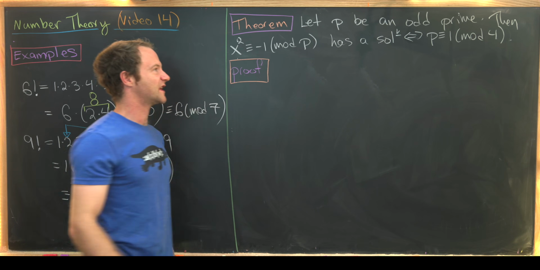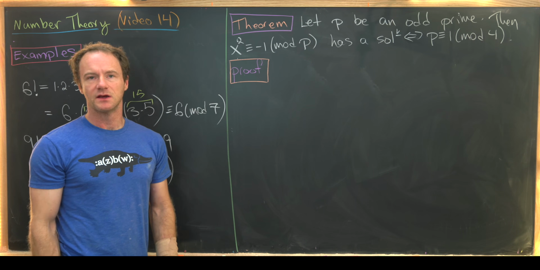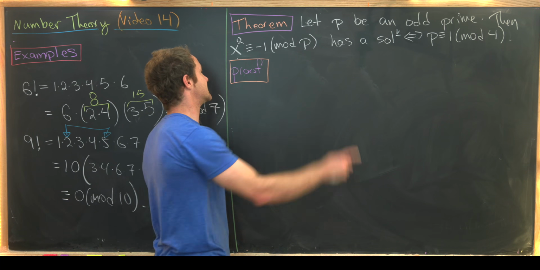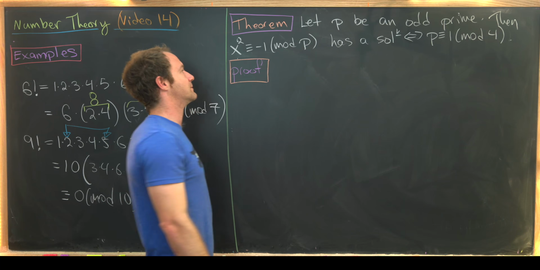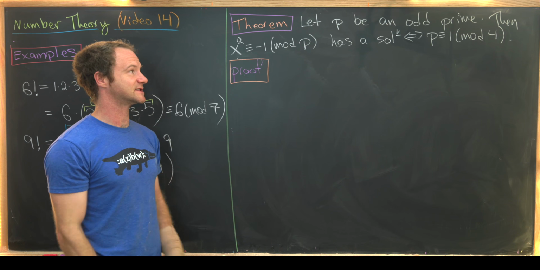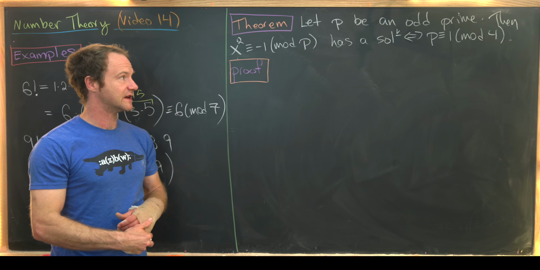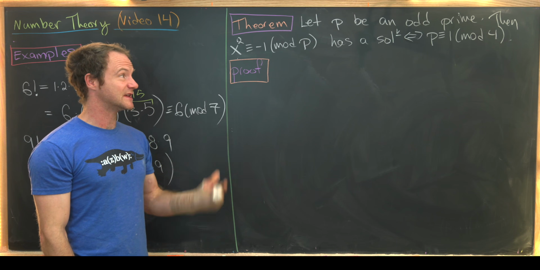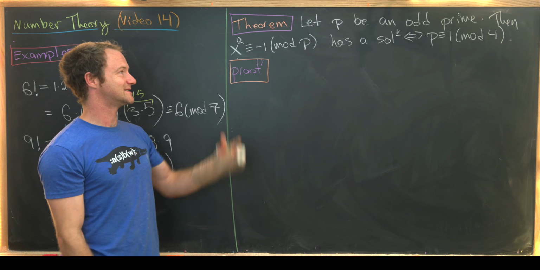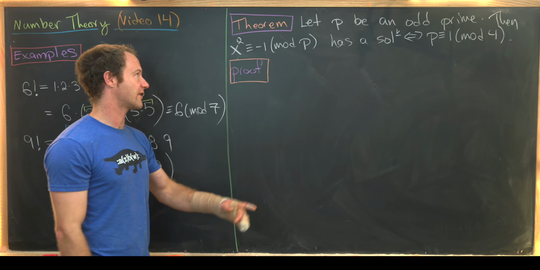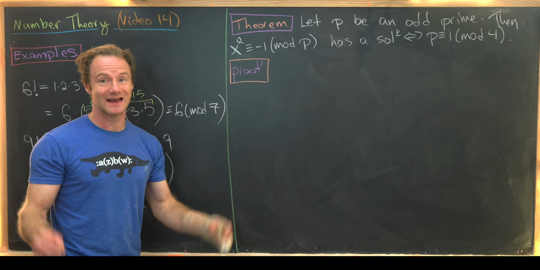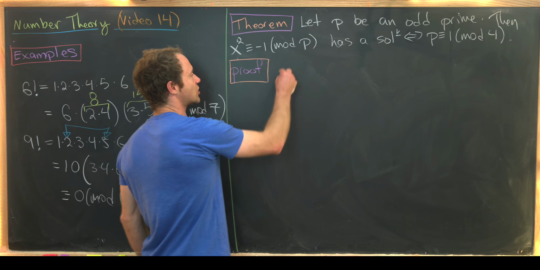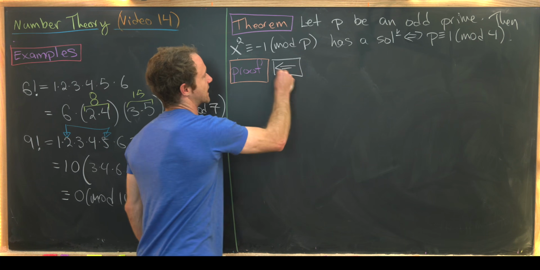We want to start with an odd prime p. So that's really any prime other than 2. And then the result says that x squared is congruent to minus 1 mod p has a solution if and only if p is congruent to 1 mod 4. So that means if p is congruent to 3 mod 4, this does not have a solution. In other words, minus 1 does not have a square root. Okay, so we'll start this with the reverse direction.